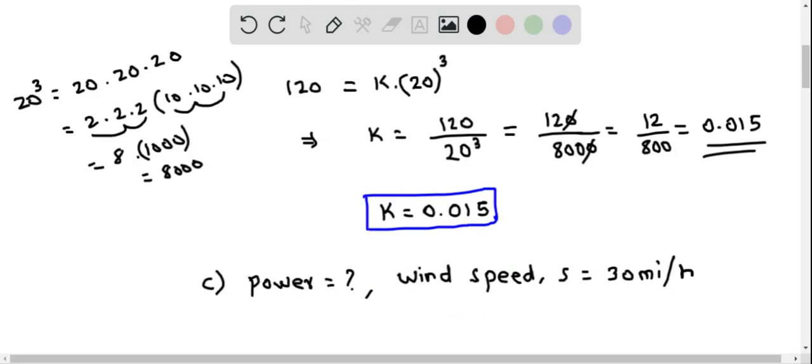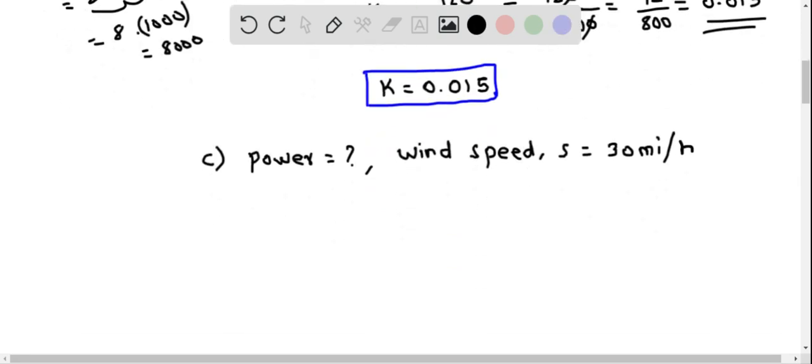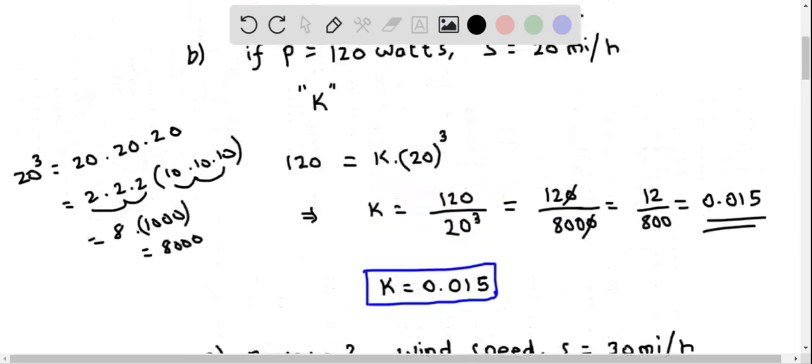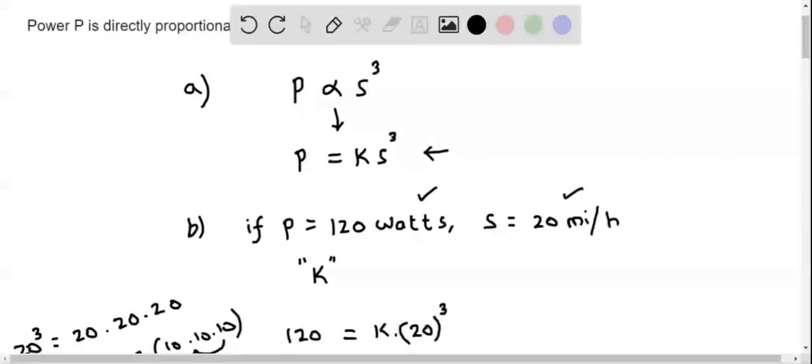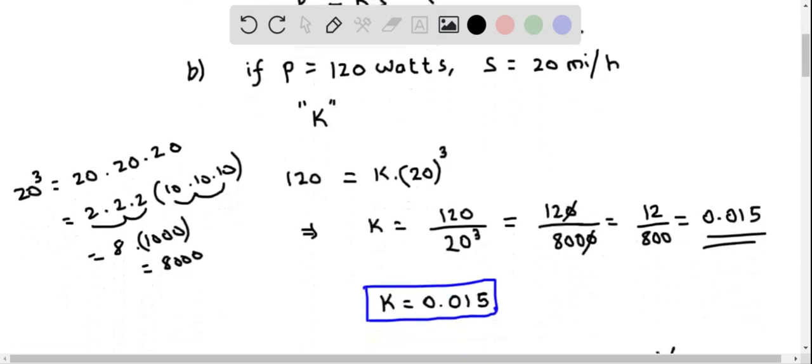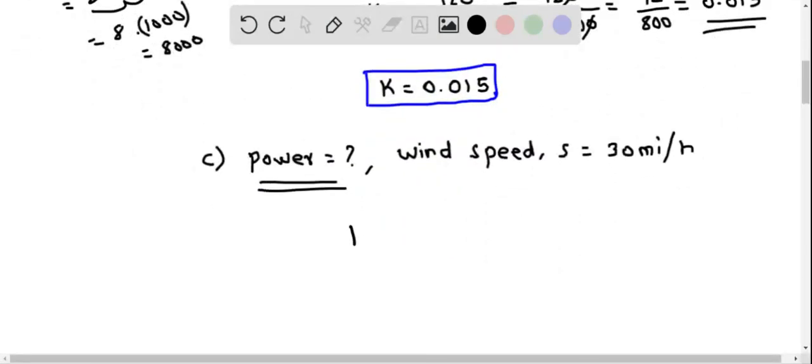Let's answer part C. Here we have to determine the power when the wind speed S equals 30 miles per hour. First, I'm going to rewrite the power versus speed equation by substituting the value of k. We have the variation equation, P equals k times S cubed. Since we have determined k, we can plug it into the equation. So this becomes P equals 0.015 times S cubed.